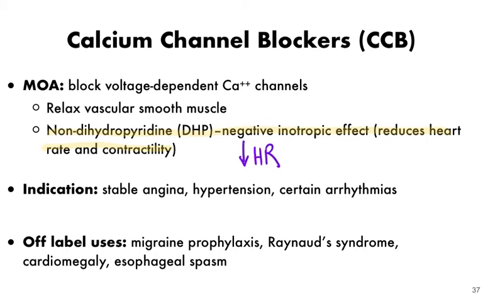That's going to be important when you're treating someone for conditions like migraine or angina, who also may be prone to heart failure or who have reduced ejection fraction. We would not want to give something that reduces heart rate or heart contractility to someone who already has the first stages of heart failure.